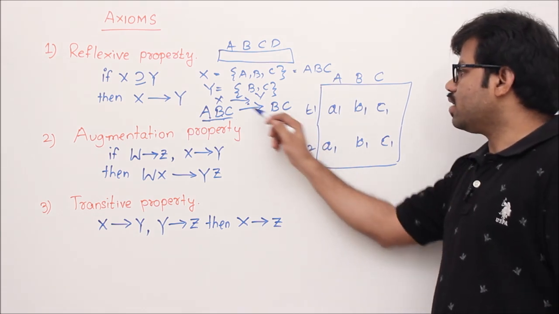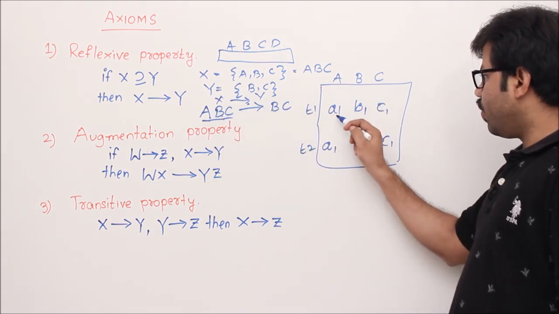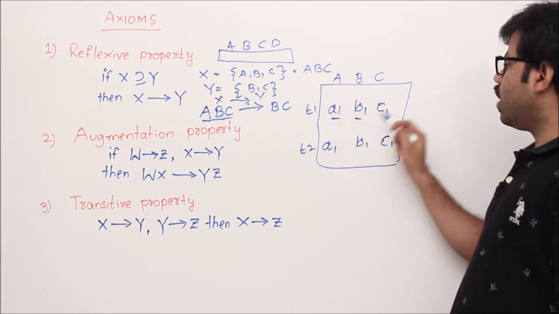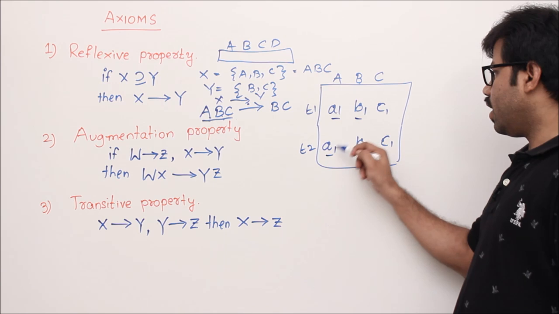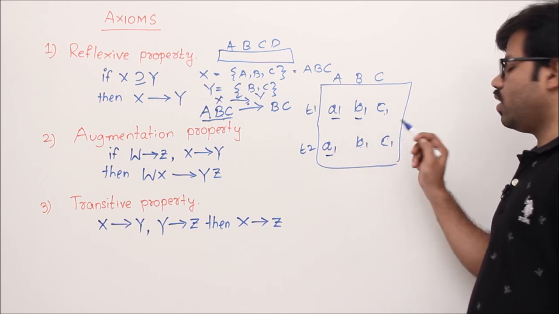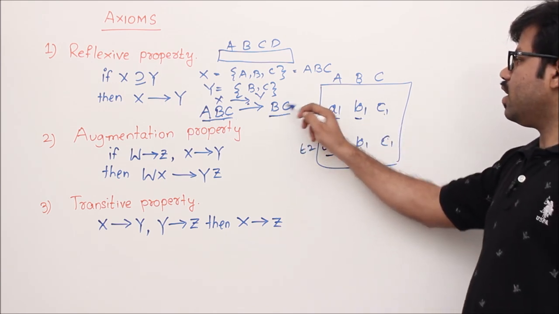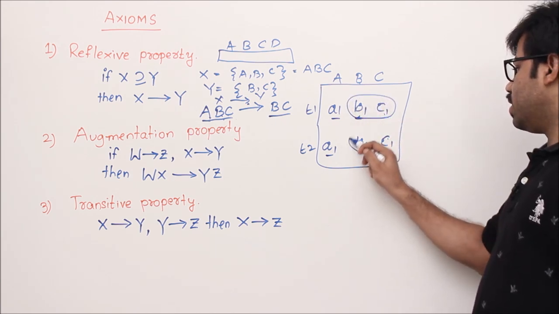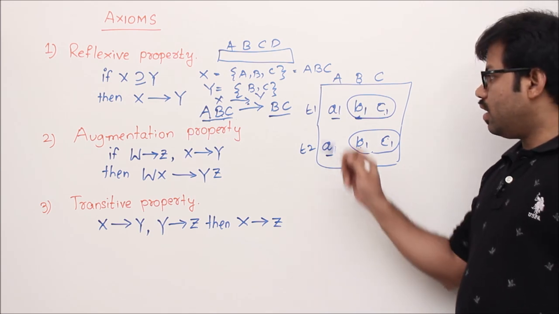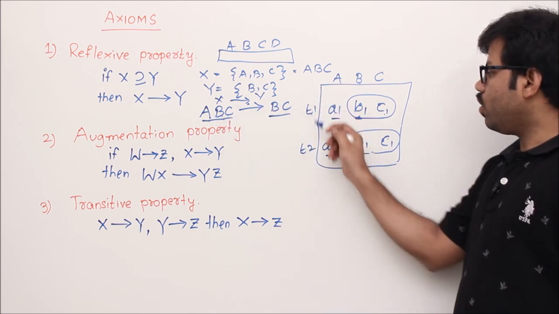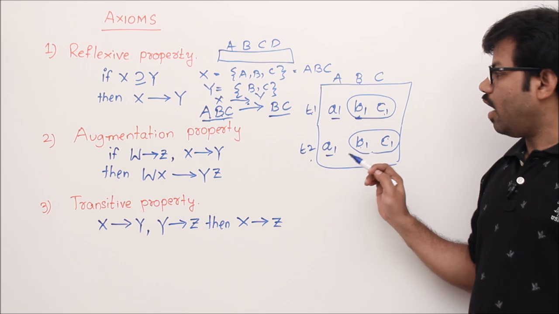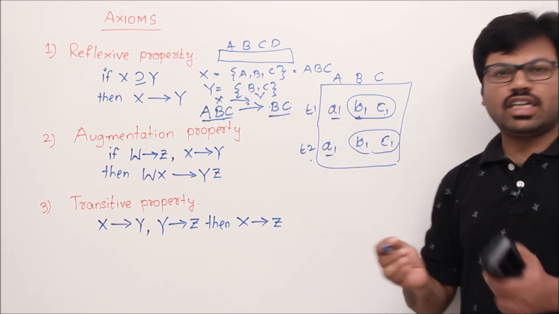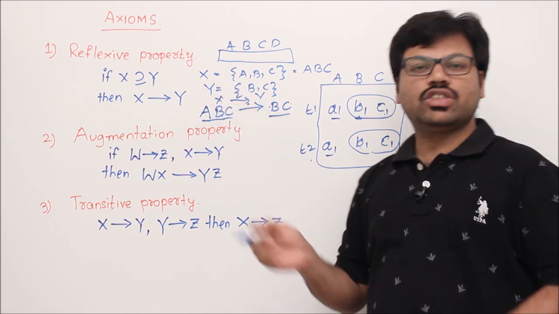That's obvious, because in abc we have bc. To agree on abc values, the a value should agree, the b value should agree, the c value should agree. Then automatically the bc combination will also agree, right? See here, b1 c1, b1 c1. Finally, if tuple 1's abc equals tuple 2's abc, then automatically tuple 1's bc equals tuple 2's bc. That is quite obvious. That is called the reflexive property.